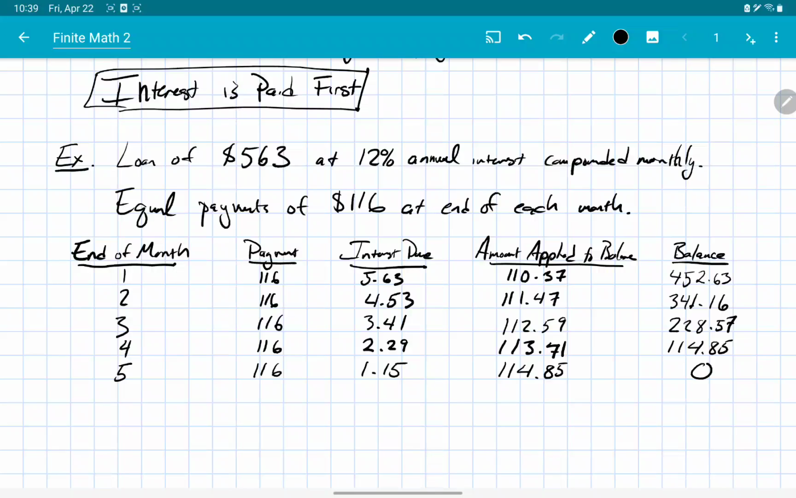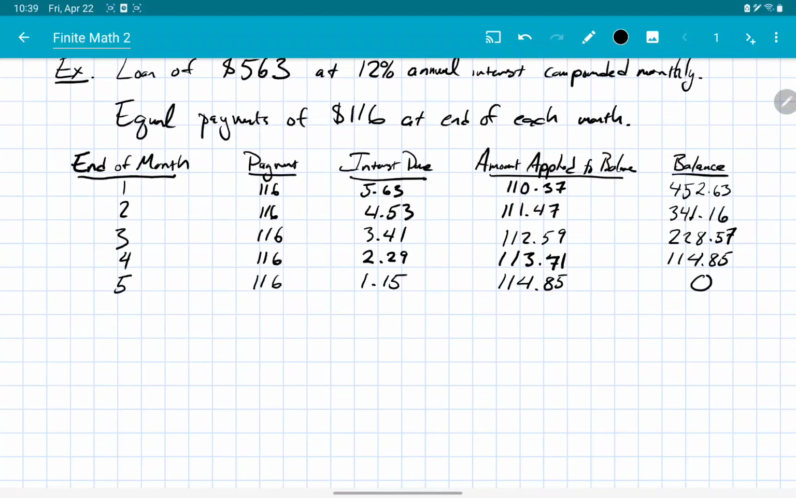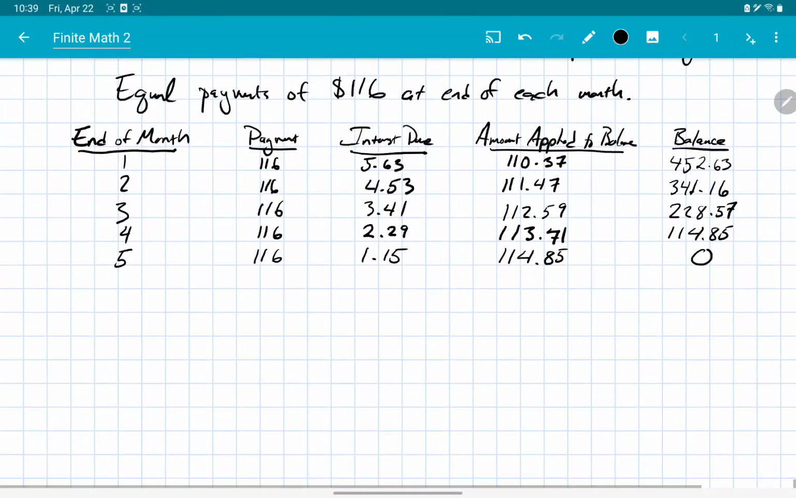Any questions about this? Okay. So, all loans work in this manner, basically. Obviously, there might be some complicated things, but basically this is the principle that applies to all loans: you pay the interest first.